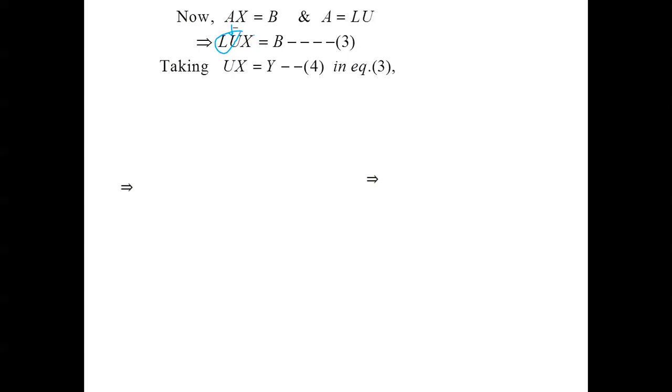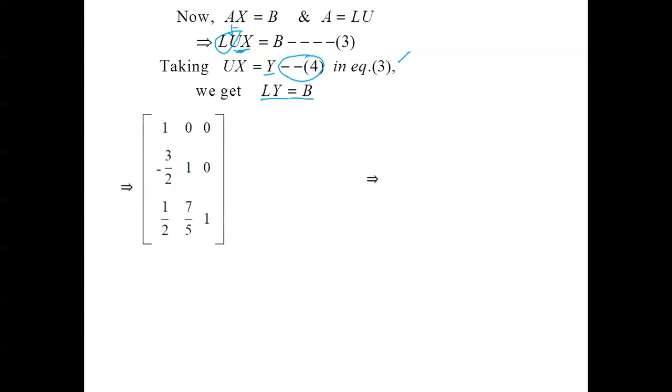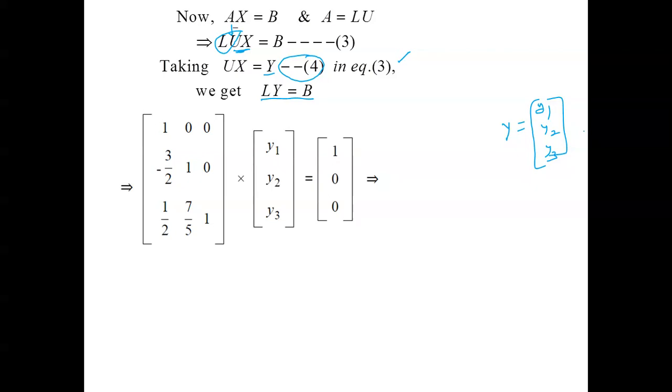So we have taken Ux equal to Y in equation 3, that is denoted as equation 4. So the equation 3 becomes Ly equal to B. Here L is a lower triangular matrix and we have taken Y equal to Y1, Y2, Y3, that is the column matrix. Ly equal to B, and B is also 1, 0, 0.